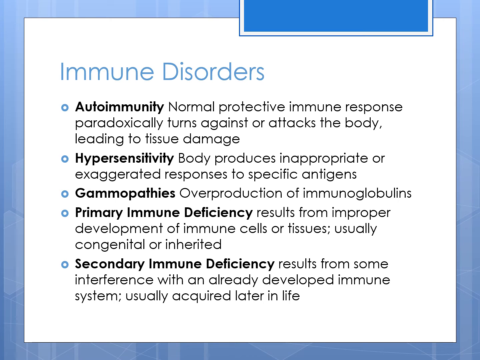Primary immune deficiency results from improper development of immune cells or tissues, and this is usually genetic. Secondary immune deficiency results from some interference with an already developed immune system, and this is usually acquired later in life, such as HIV and AIDS.